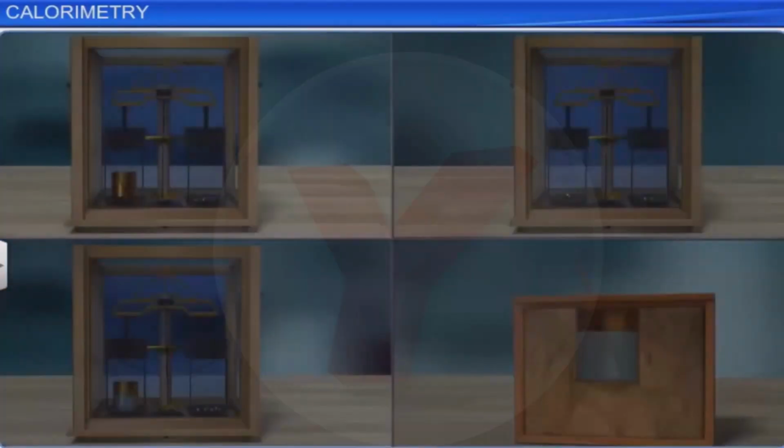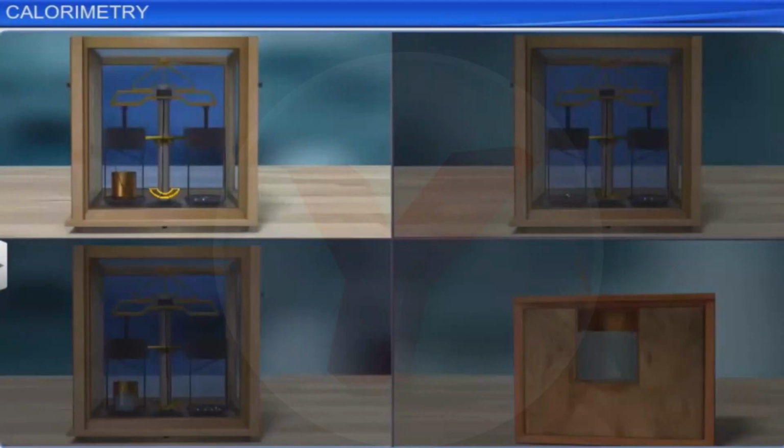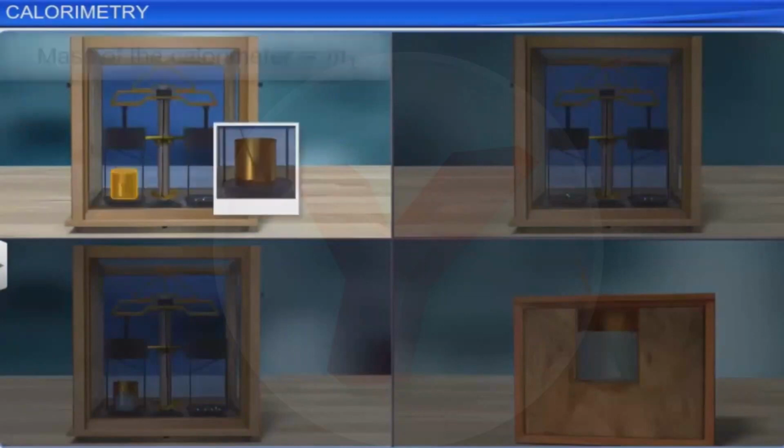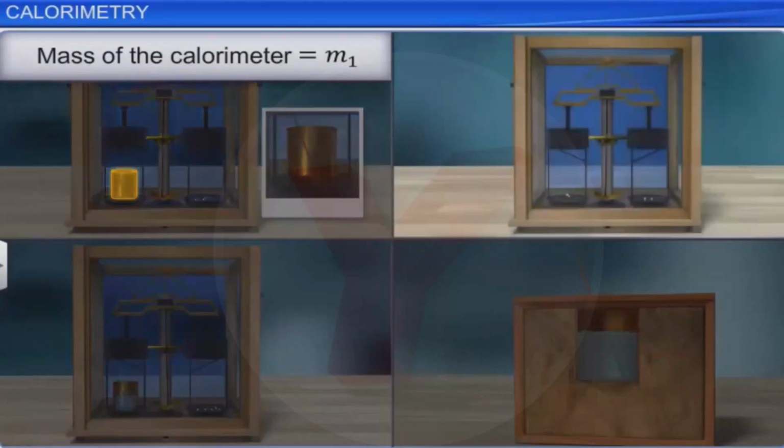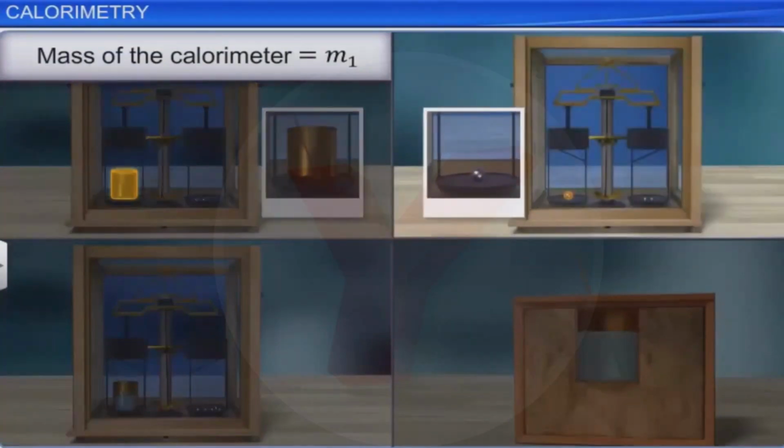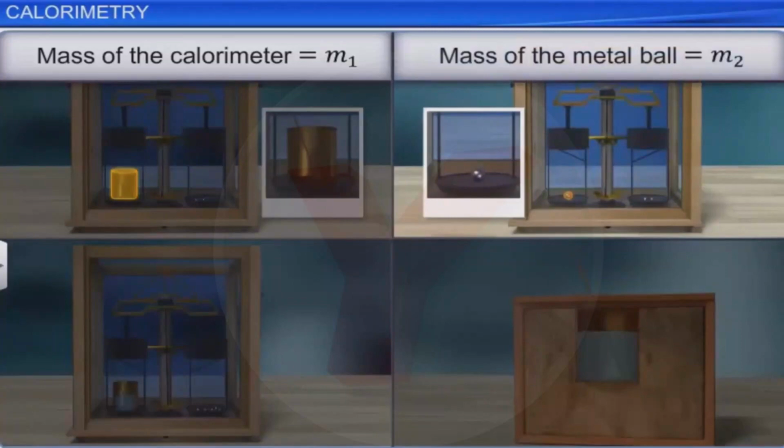First, the calorimeter with stirrer is weighed using a physical balance. Let its mass be M1. We now weigh the material used in the activity, that is, the metal ball. Let its mass be M2.